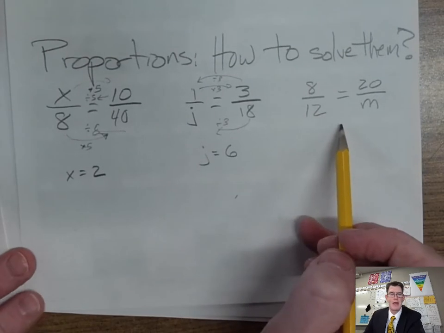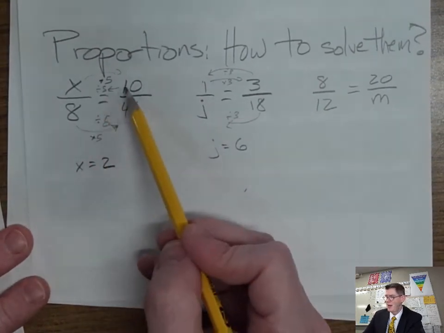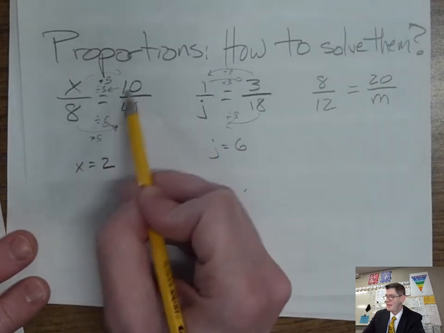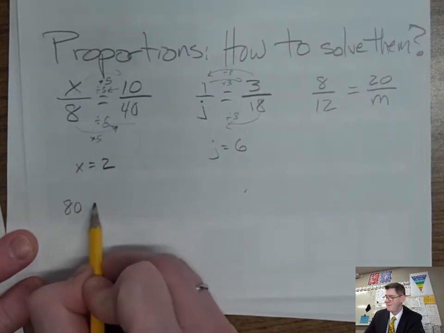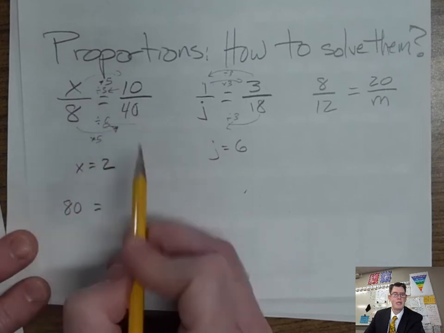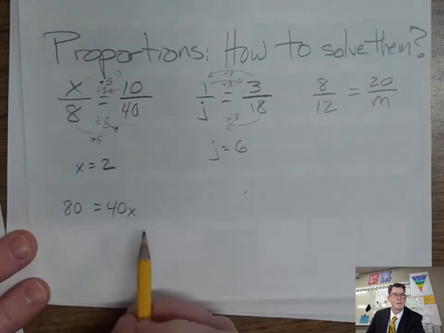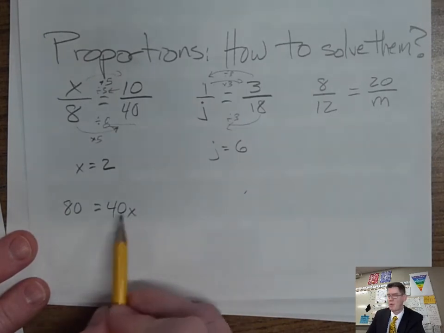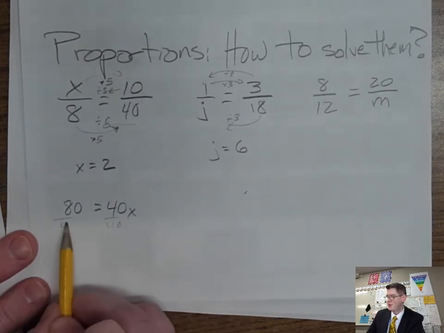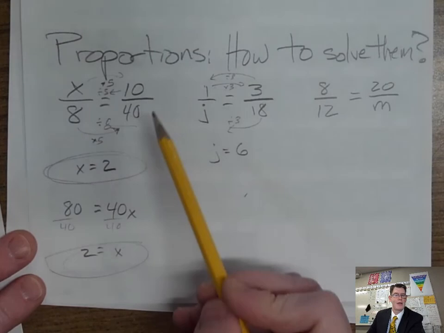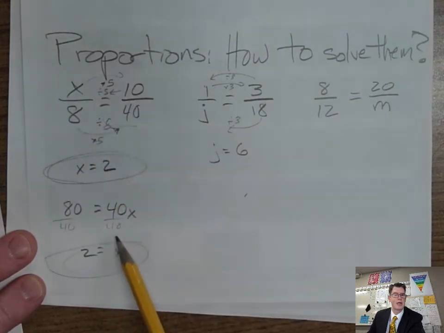But let me show you the other way to solve proportions. I already told you that these two are equal, right? So 8 times 10, we know that 80 is equal to 40 times x. And then it's just one of our simple little one-step equations that we did before. Divide both sides by 40, x is 2. Either way, you're going to get the same number. This cross multiplication way, turning it into an equation with no fractions, is the other way.